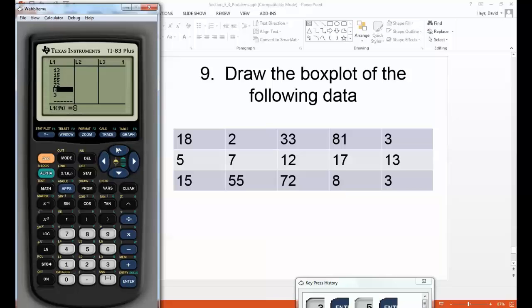Okay, let me double check those, even though I was kind of watching them as I was typing them. And I think I screwed up there. That should be a 33. 18, 2, 33. Double check the rest again: 81, 3, 5, 7, 12, 17, 13, 15, 55, 72, 8, 3. Now do a second mode, exit out. Now go to Y equals. You want to make sure you don't have anything in Y1. If you do, press clear to clear it out.